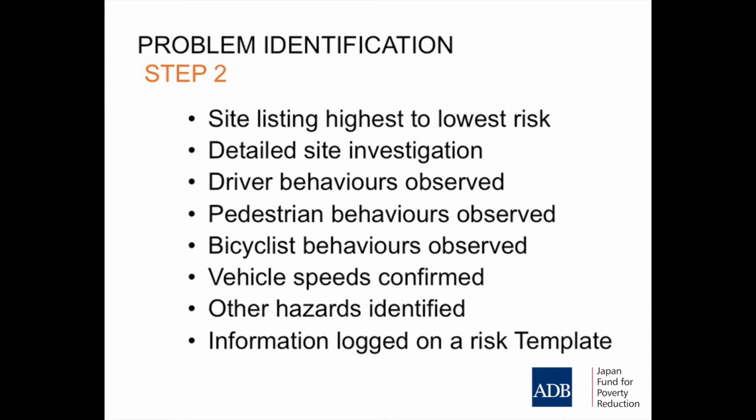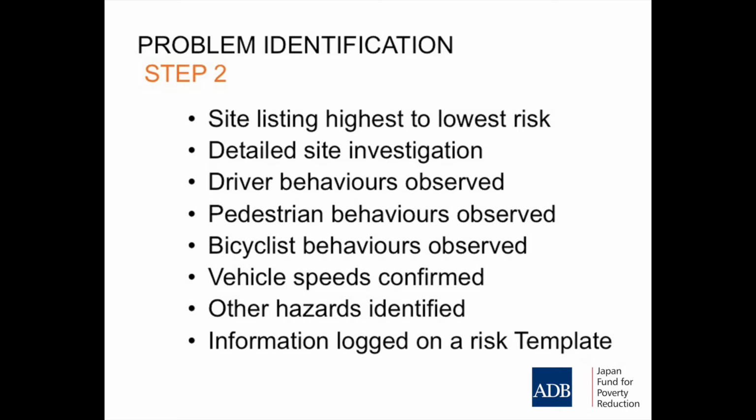Step 2. What's the second step to implementing Safe Routes to School? The second step is that we need to give a more detailed assessment of the riskiest site in the list that we've already got. So we take them site by site for road crossing. You do a detailed investigation, and that involves things like observing driver behaviour, observing the behaviour of the pedestrians and putting that down into a template and increasing the information about that particular site.